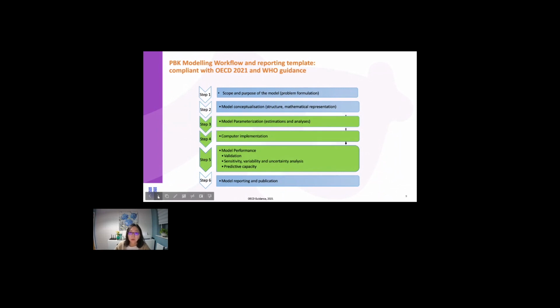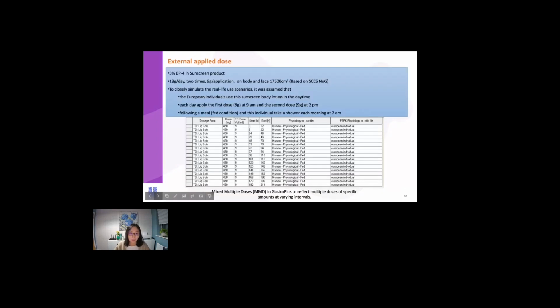Yeah, so moving to the first block of the exposure assessment, external modeling, the scenario that we are interested in is 5% BP4 in a sunscreen product like a body lotion. According to the SCCS notes of guidance, a worst case would be 18 grams per day for 2 times, meaning that 9 grams per application on body and the face. With this kind of skin surface area.